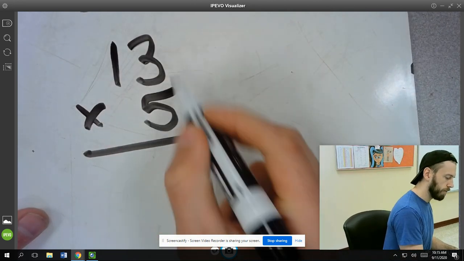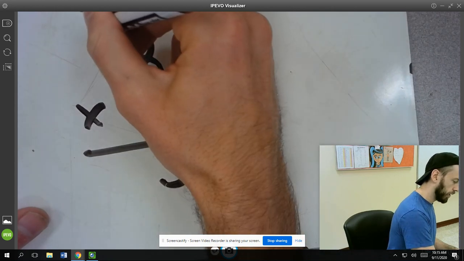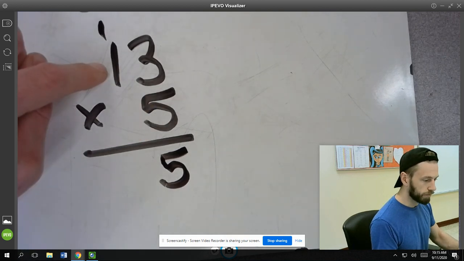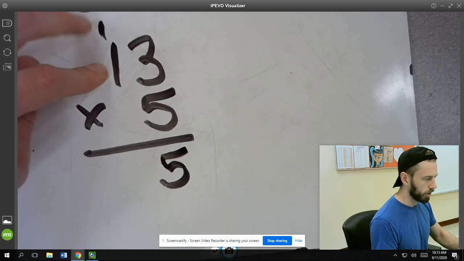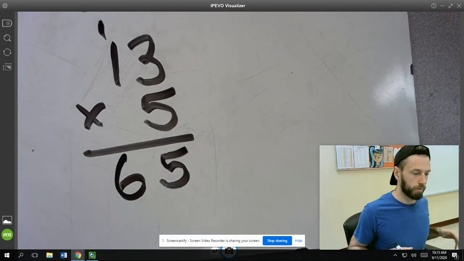number. For example, this 5 will be multiplied by the 3 to give us 15. And we carry a 1 over to the next place. And then we multiply the 5 by that place. 5 times 1 is 5, plus anything extra we carried over is 6. So then therefore, 13 times 5 is 65. Quick refresher on multiplying.